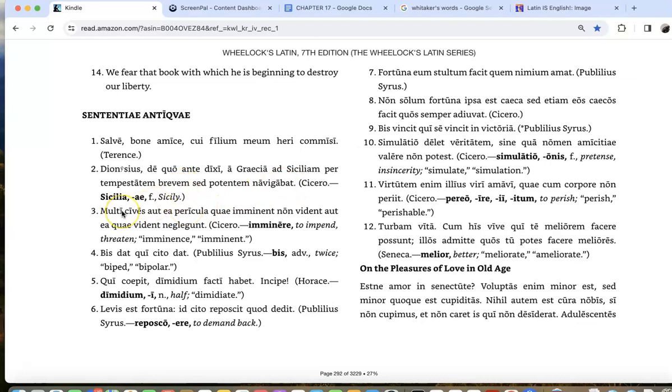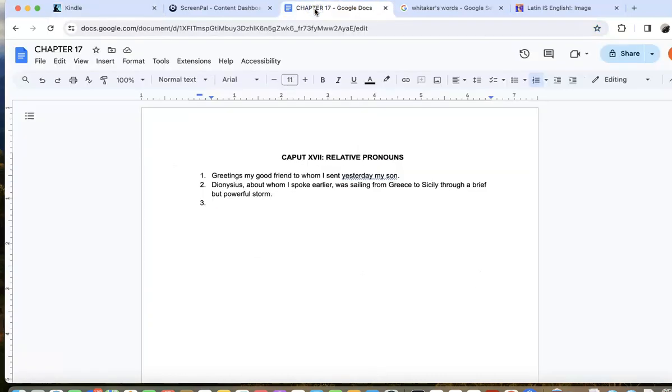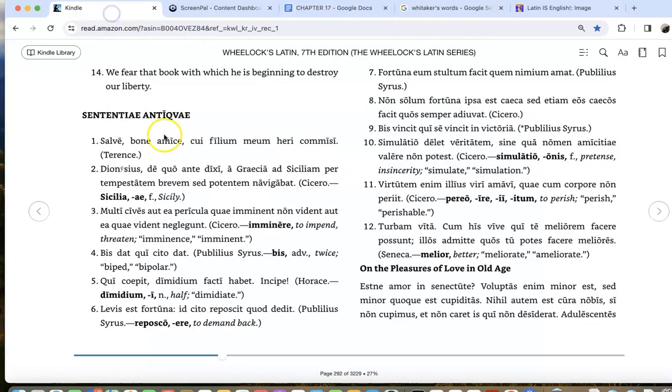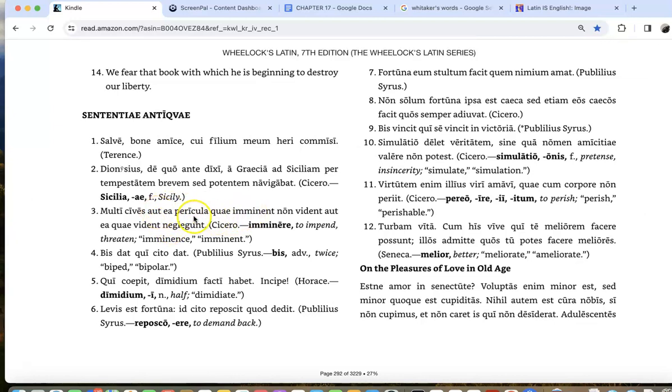All right, moving on to number 3. Multi civis aut ea pericula quae imminent non vident aut ea quae vident neglegunt. So here we have Cicero. They give us at least one vocab word. So many citizens, multi civis. Let's go ahead and start with that. Again, you may have to look up some of these words, but once you've done that, you're probably going to have many citizens. Now in English, we often expect the verb to come next, but here we might be able to work with this.